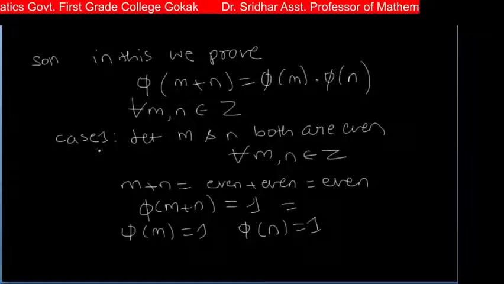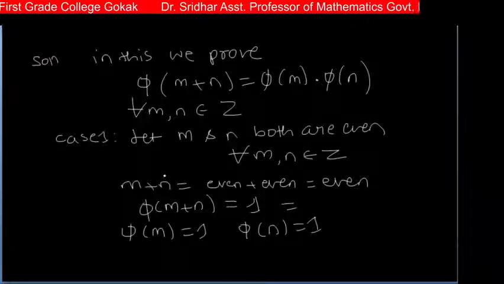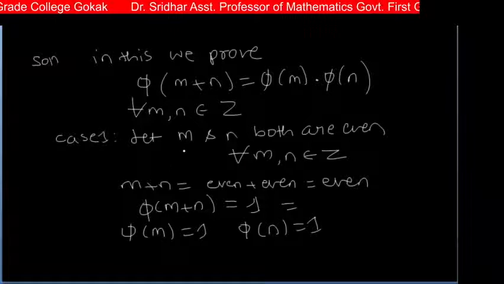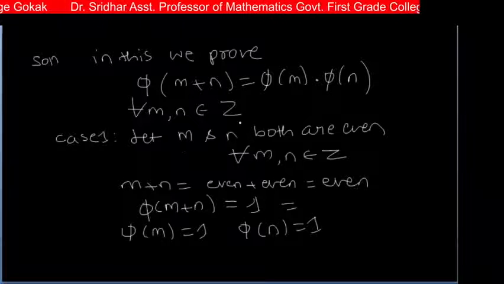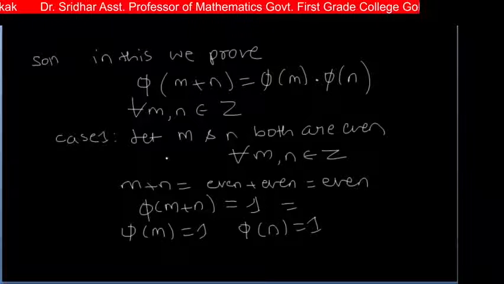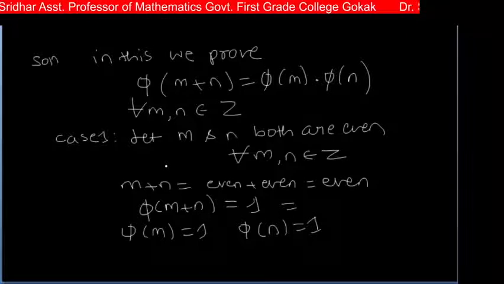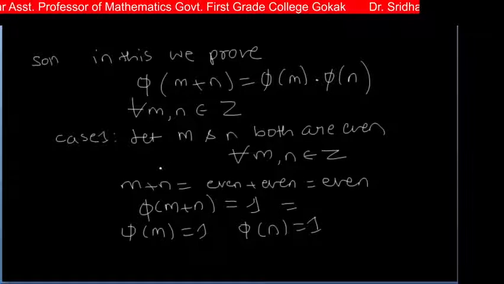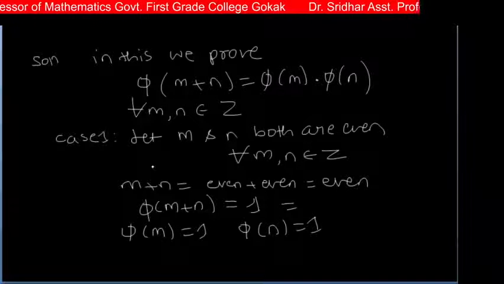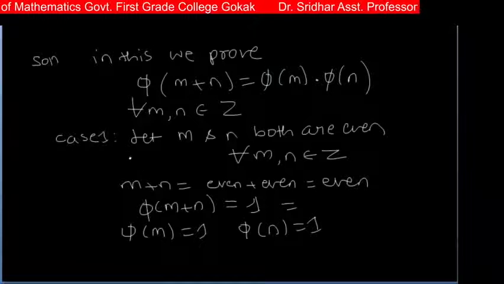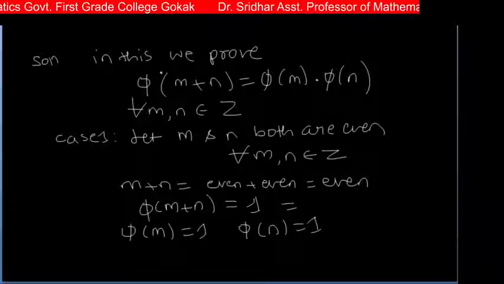Now three cases arise. You are choosing two numbers randomly from the additive group of integers. Then you may get either both even, or one even and the other odd, or both odd. So these three cases arise, and in all three cases we have to prove the given homomorphism condition.